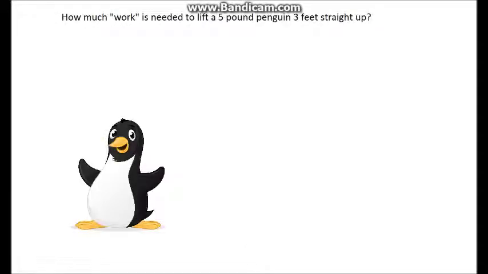Okay, next problem. How much work is needed to lift a 5-pound penguin 3 feet straight up? First we have to figure out what the vectors are. The displacement vector is going to be straight up because you're lifting it straight up. How far? 3 feet, so it's going to be 3. The force vector is going to be straight down because the weight of the penguin is pushing back on it, and the penguin weighs 5 pounds, so it's going to be 5.